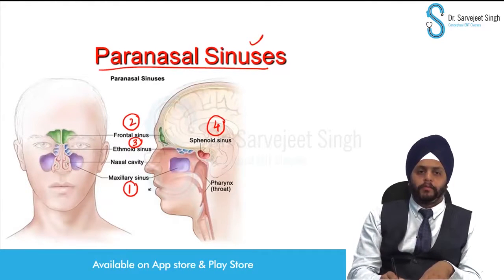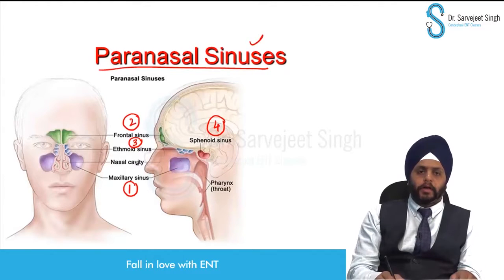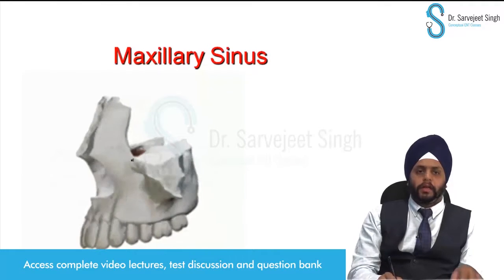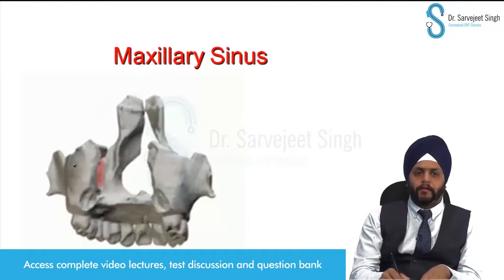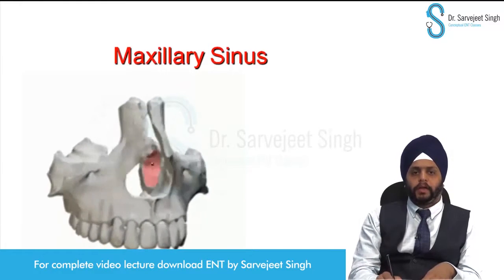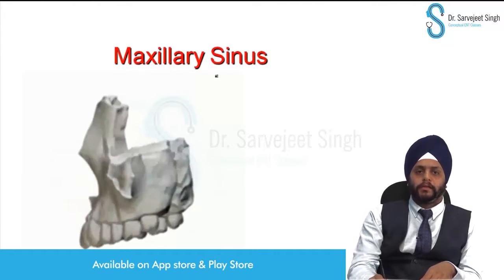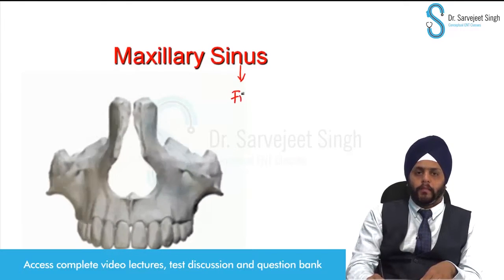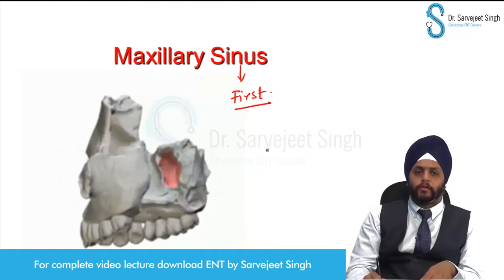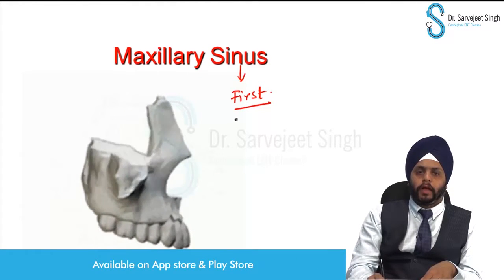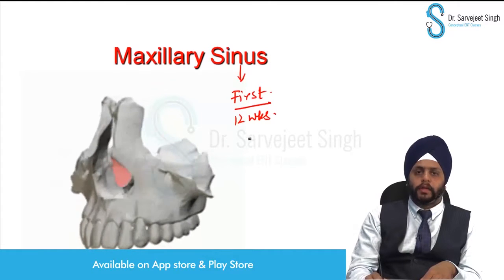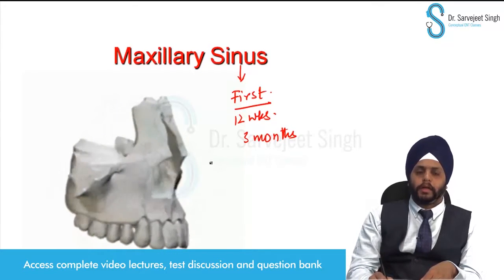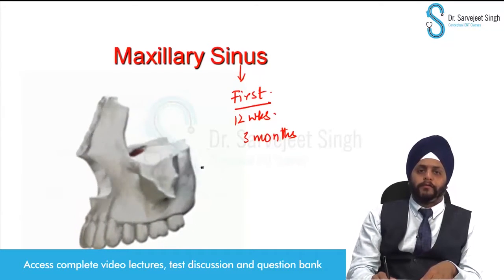Let's talk about each one of them one by one, right? So let's start with the maxillary sinus. This maxillary sinus is in the maxillary bone. We have a pair of maxillary bones, one on each side, and in it we have the maxillary sinus. This is the sinus which is first to develop. Embryologically, this is first to develop. It starts developing at 12 weeks, that is 3 months of intrauterine life, right? So this is the first to develop.